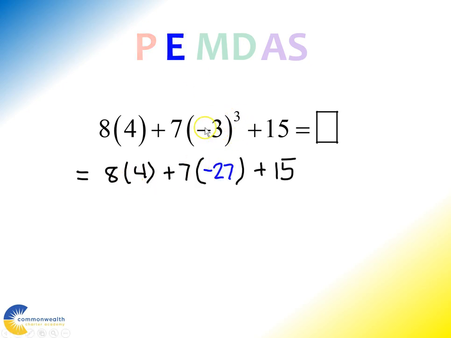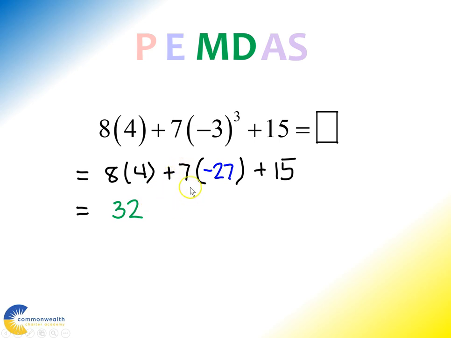And I do have an exponent, so I took -3 and raised it to the third power, and any negative number raised to an odd power is going to give me a negative result. So -3 cubed is a -27. There's no other exponents, so I move on to multiplications and divisions as I come across them from left to right. So the first multiplication I come across is the 8 times 4, which gives me the 32.